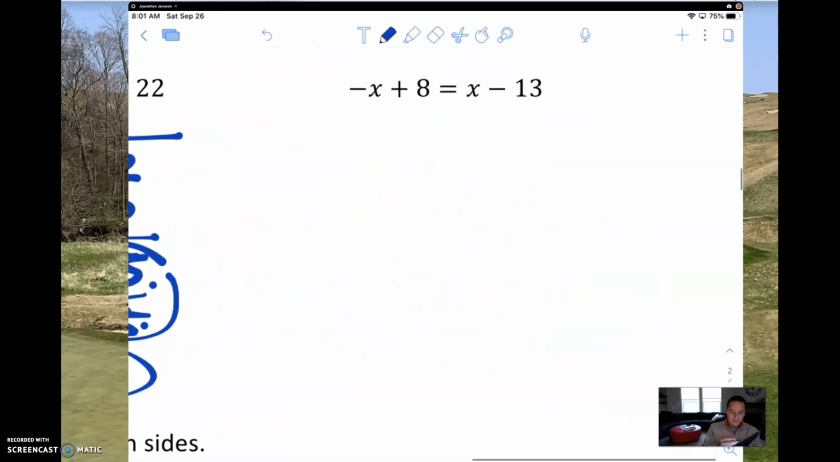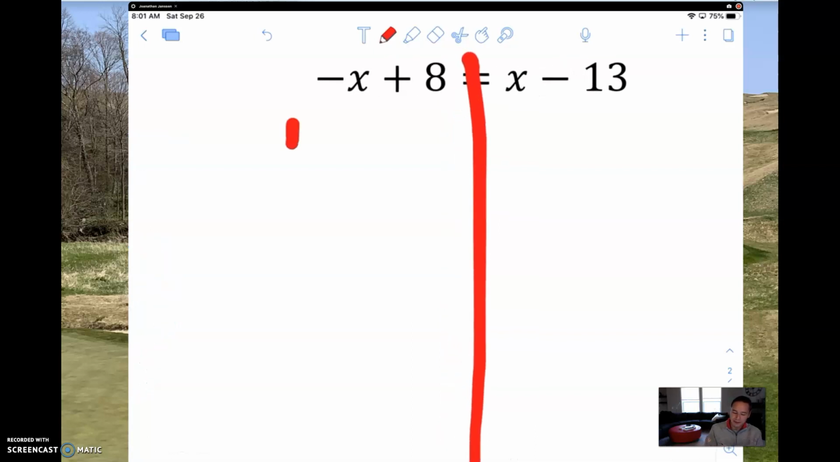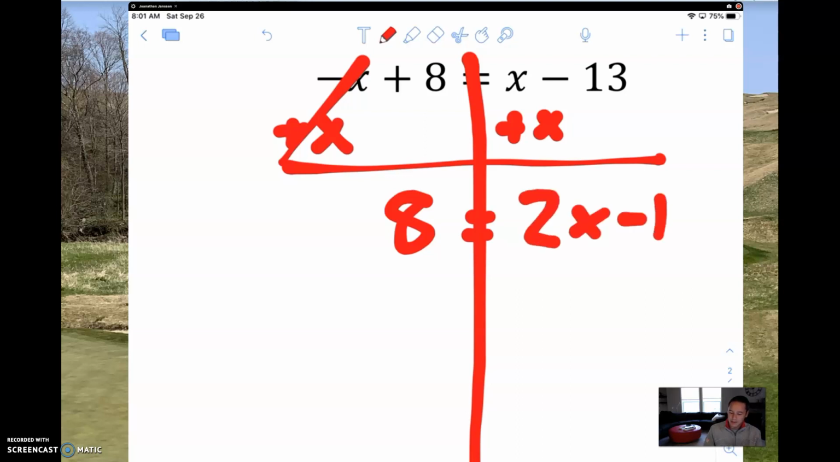And one last one. Draw your line down the middle. And which one is smaller, negative 1 or positive 1? Negative 1 is going to be smaller. So that's the one we're going to get rid of first. So I'm going to add 1x to both sides. And then they go away. On the left side, we're going to drop down the 8. 1x plus 1x here will give me 2x, and then minus 13.